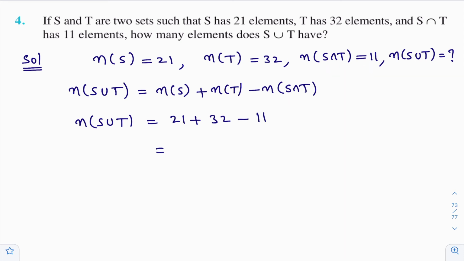So 21 plus 32, what you will get here, 53, right? 53 minus 11. 53 minus 11 is what? This is 42. So n of S union T has 42 elements. What they are asking in the question, how many elements does S union T have? S union T has 42 elements. I hope you understand the solution for this problem. Now we'll move to the next problem.